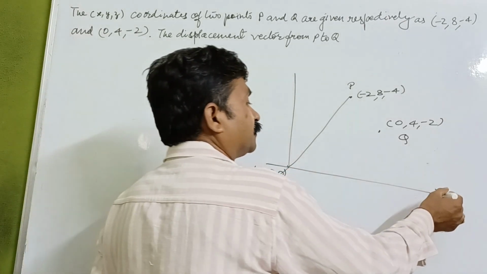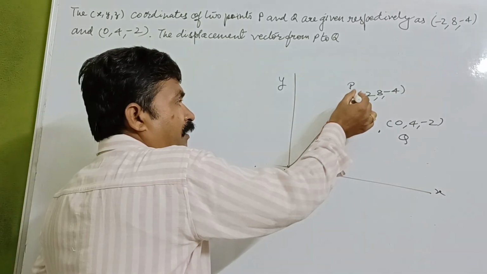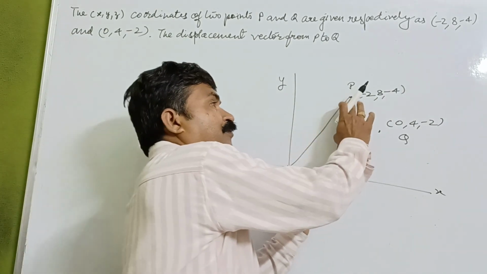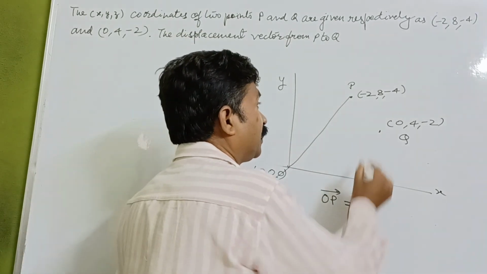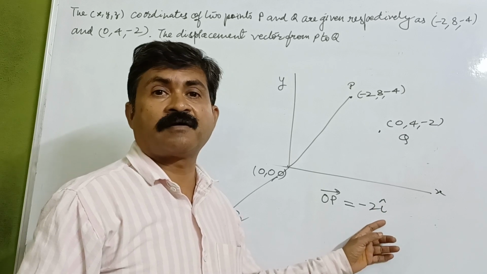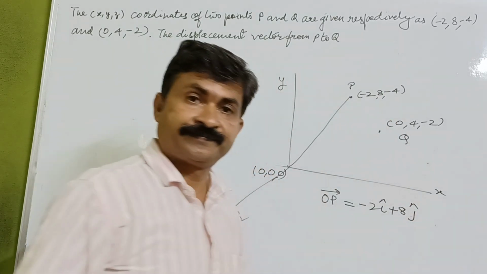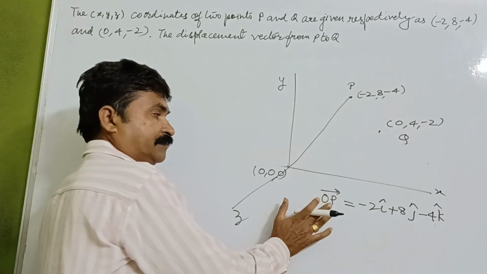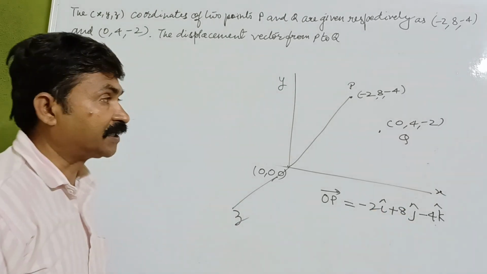We have these three coordinates, say x, y, and z. Now we have taken this point P, so its position vector we can determine with the help of the OP vector. This will give the position. If coordinates of a point are given, you can determine the position vector. So the position vector will be -2i, for the x direction -2 multiplied with the unit vector i, plus y coordinate j, for z coordinate -4k. So this way we have -2i + 8j - 4k.